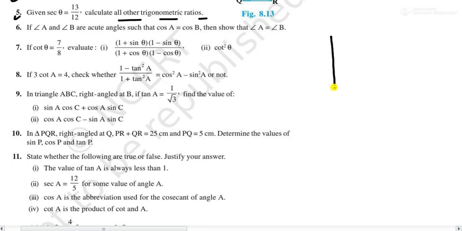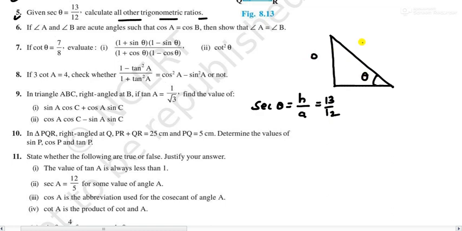It's very simple. Again, they have given sec theta, so it is up to us to take theta over here or here. Okay. Now, since they have given sec theta, sec theta is what? Reciprocal of cos theta, A by H. So this becomes H by A. And they have given this as 13 by 12. Okay, means H is 13, A is 12. So this is theta. It means O is this, H is this, A is this.